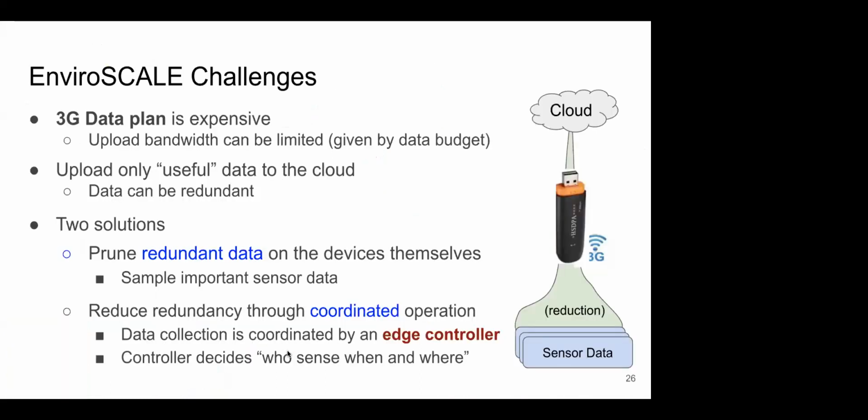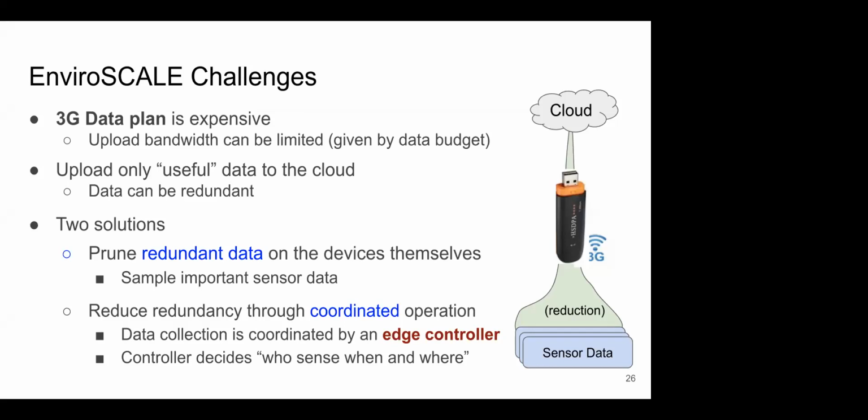So the challenge, as I said, was that the 3G data plan is expensive and the upload bandwidth is very limited. We cannot send everything that is captured, because the volume of captured data can be way bigger than the data plan that the platform supports. That means we only need to upload useful data to the cloud. And what does useful really mean? One thing we can do is reduce redundancy. That's the thing we should be discussing.